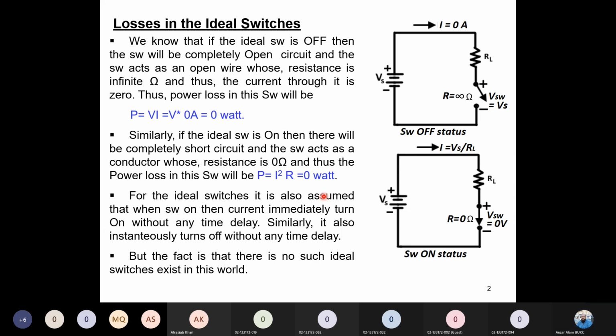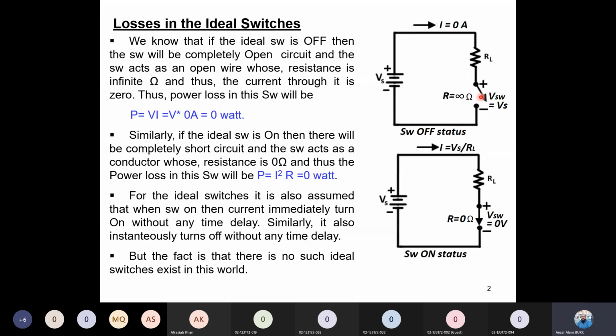So what we have seen is that in the ideal switch the power loss is 0. That's not a problem, that's a good thing. But we never have an ideal switch in our life. So we have to move from the ideal switch to the practical switch. Now we have to find the power losses for the practical switch. We will use the same method. What will happen in practical switches here?